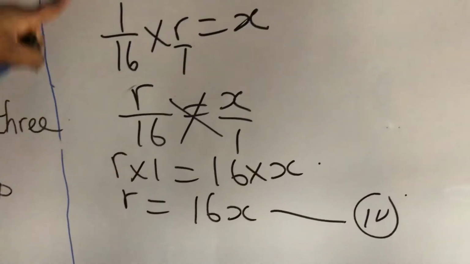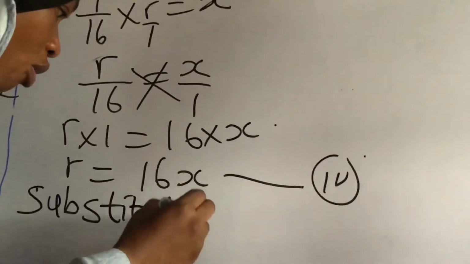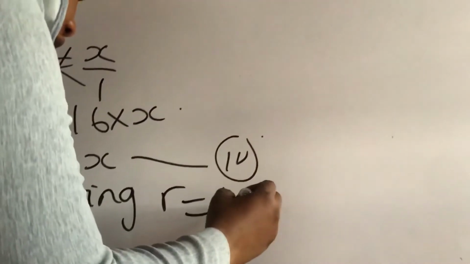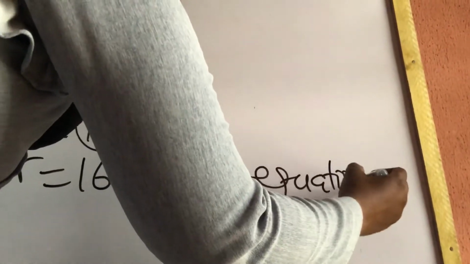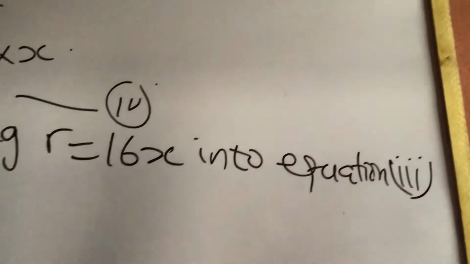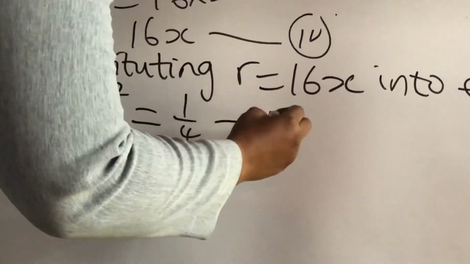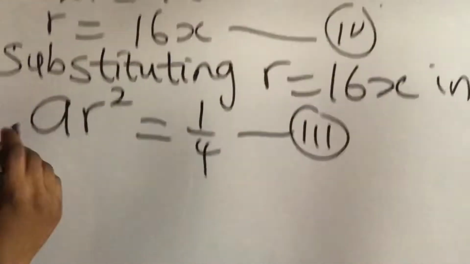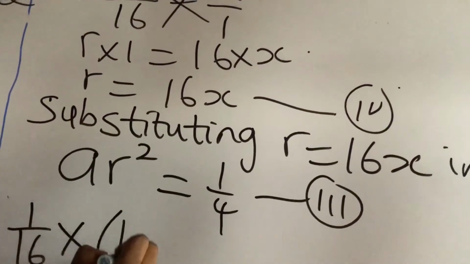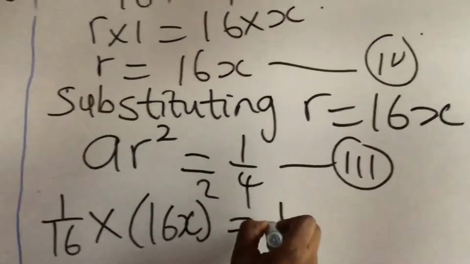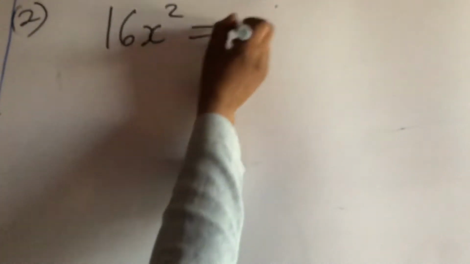Now in equation 3, let's substitute the value of r there. Substituting the value of r, which is equal to 16x, into equation 3. Equation 3 is ar squared is equal to 1 over 4. So let's substitute the value of r and the value of a. A is 1 over 16 multiplied by r, which we got to be equal to 16x, squared, is equal to 1 over 4. So here we have 16x squared is equal to 1 over 4.